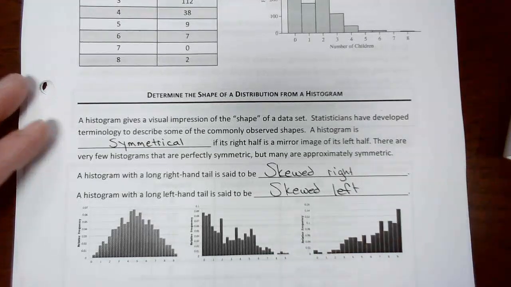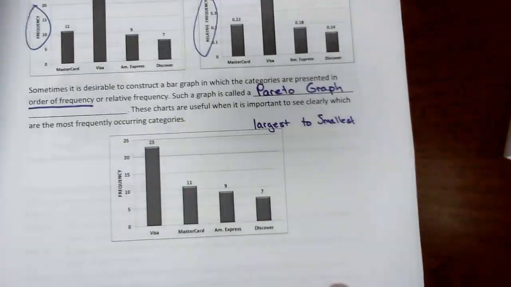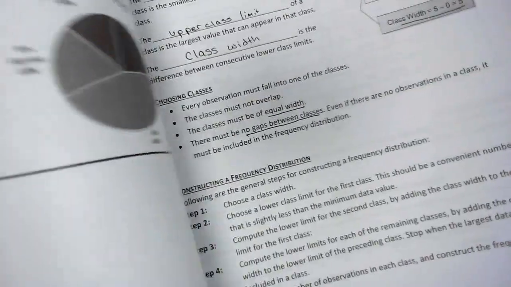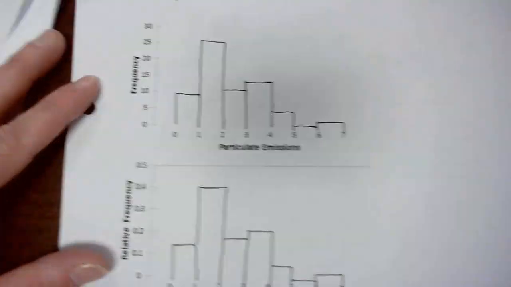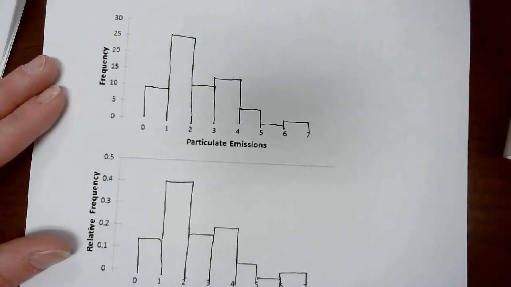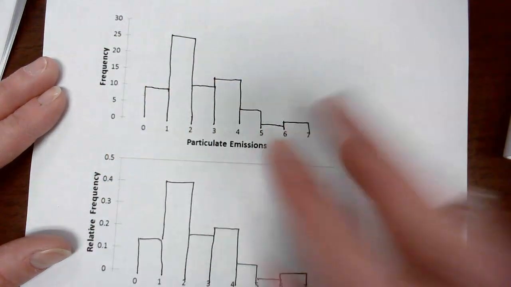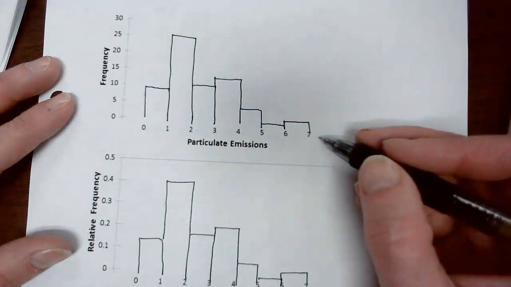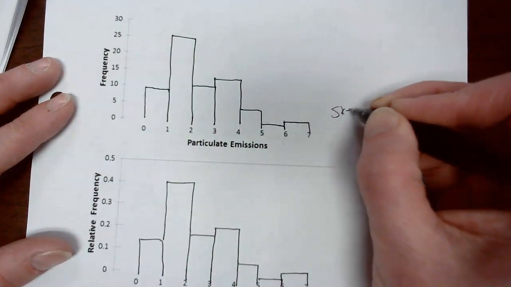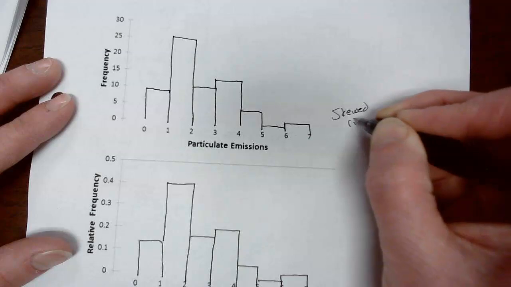So we're looking for the tails of our data. If we look back at some of the graphs we've done already in this section, let me get back to the first page that we had a graph. Which way would this be? Well, it's not balanced, and it kind of has these extras to the right, so this would be considered skewed right.